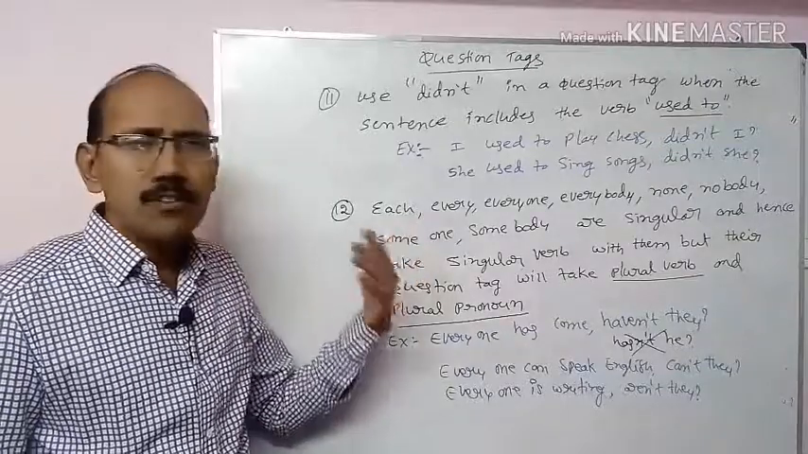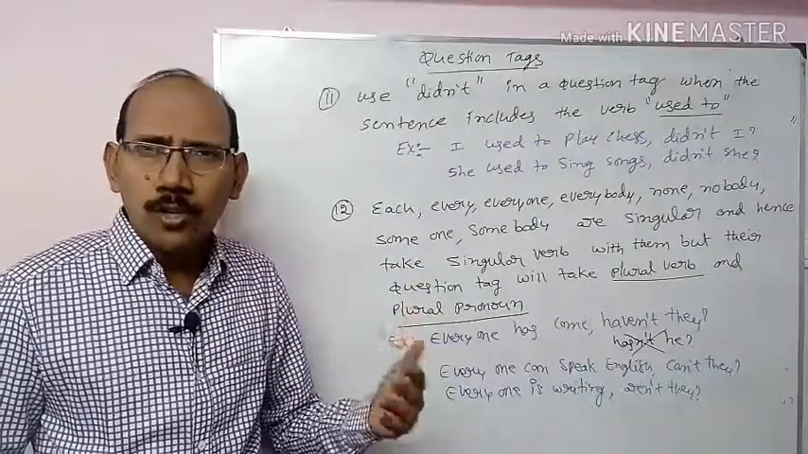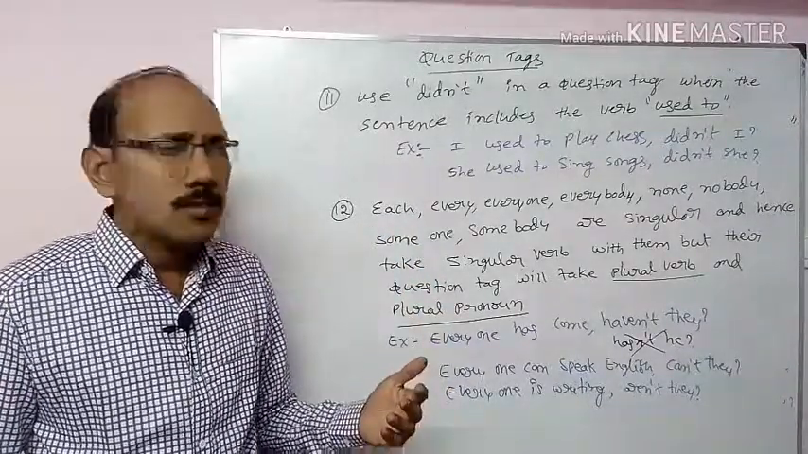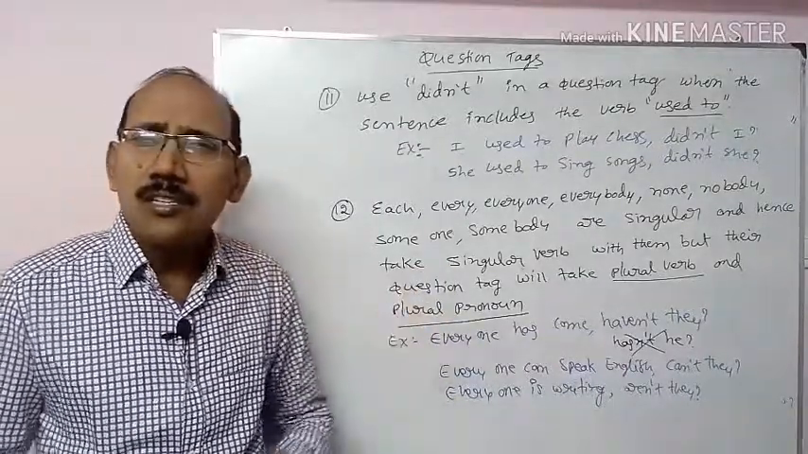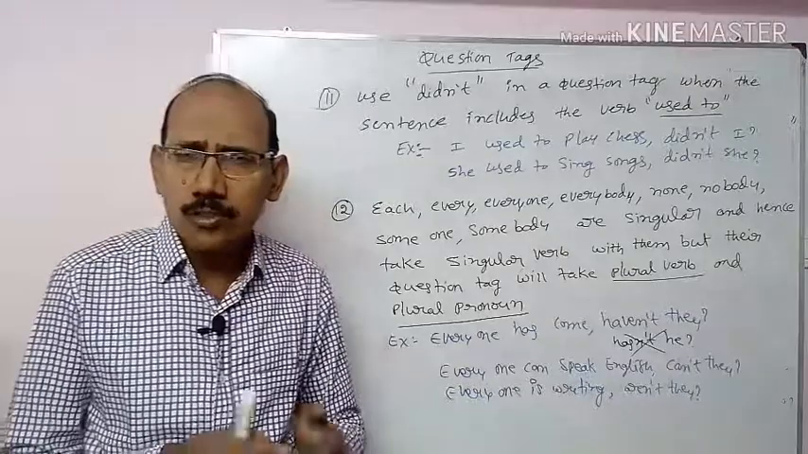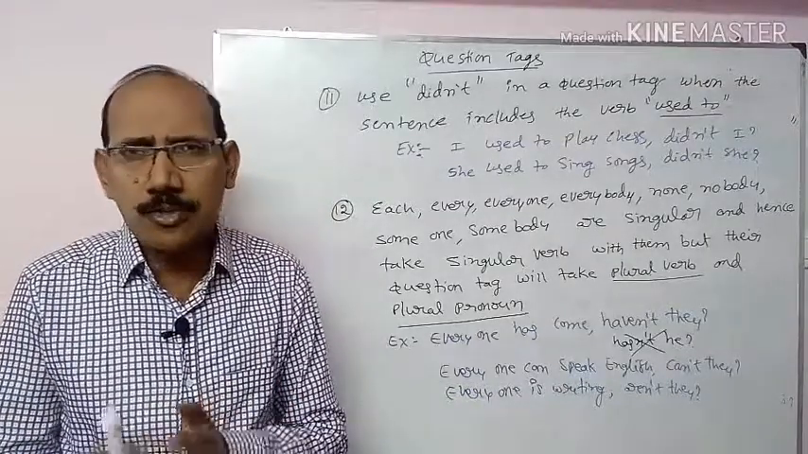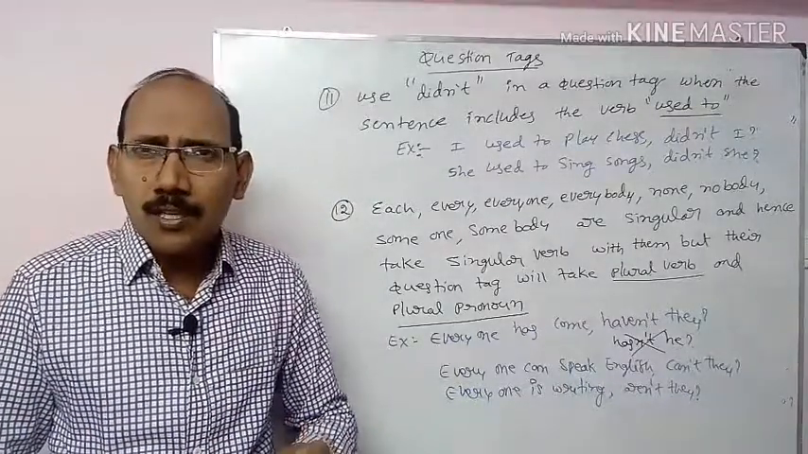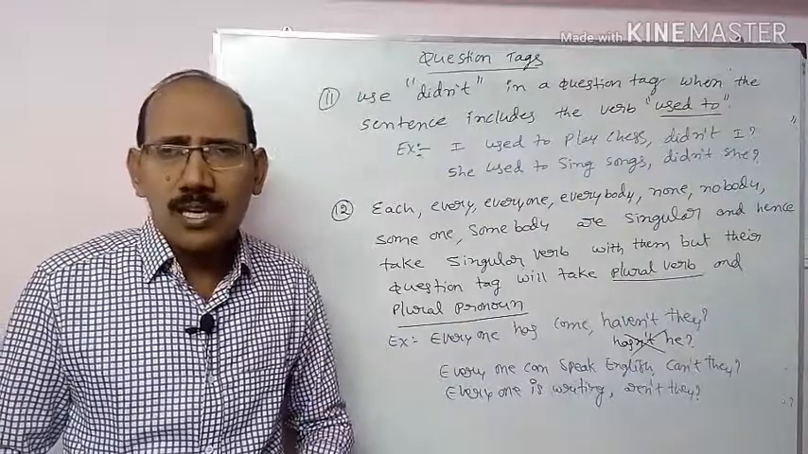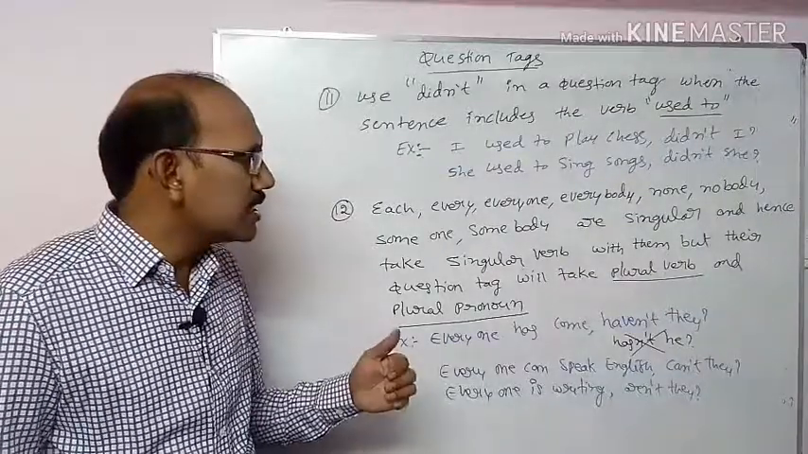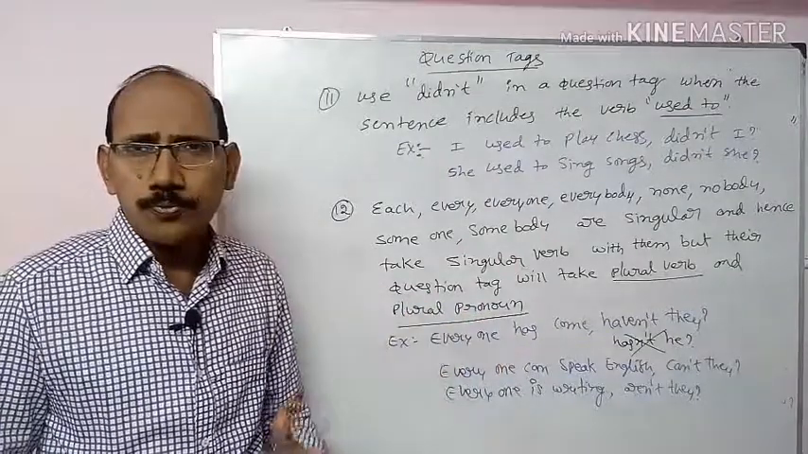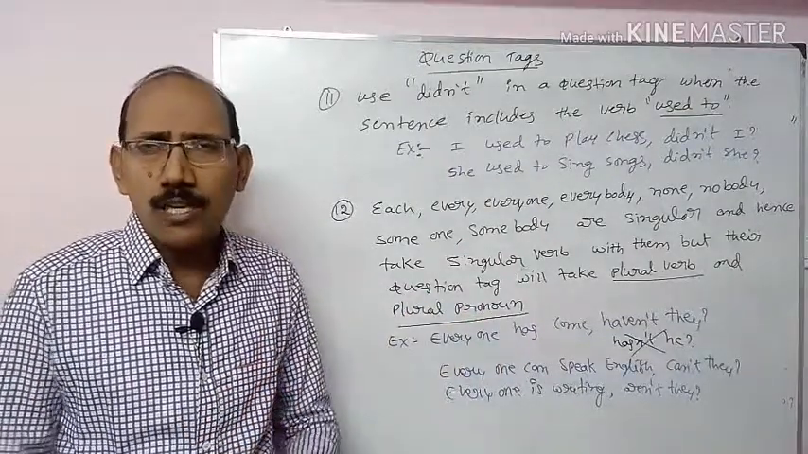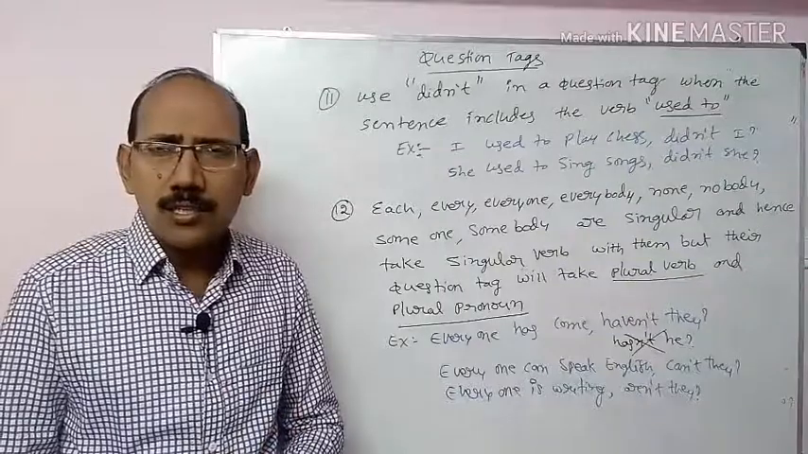Each, everyone, everybody, no one, nobody, someone, somebody, none. All these words are in fact singular only. All these words take only a singular verb. But for the purpose of the tag, we have to mention a plural verb and also a plural pronoun. In fact, they are singular only.